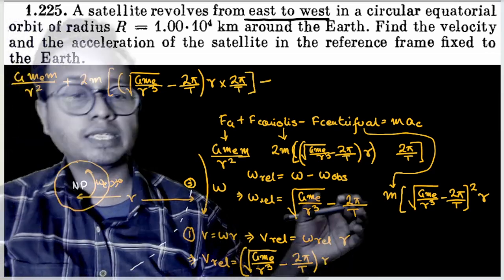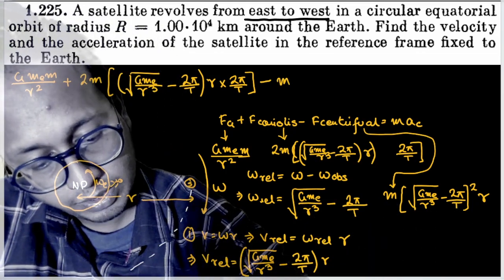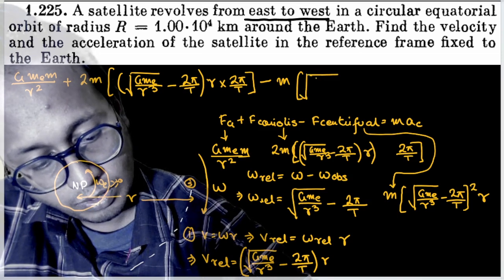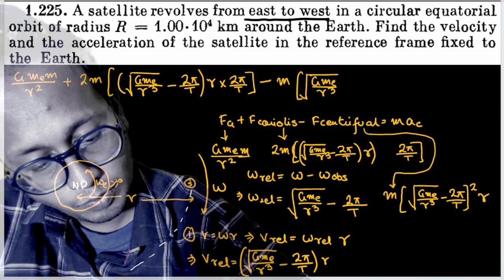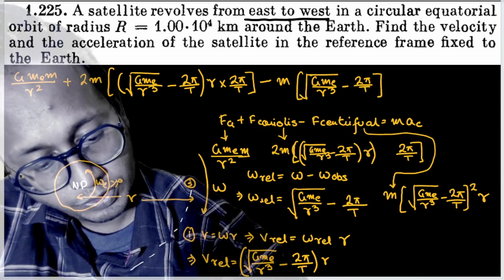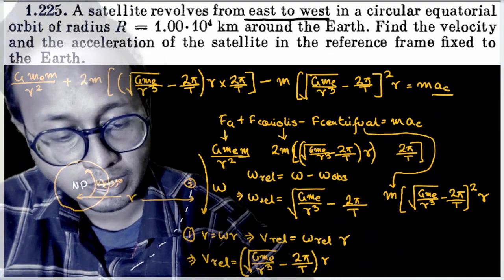Minus centrifugal force. Centrifugal force is mass into this value. So minus m into how much? m into under root of G M_e by r cube minus 2 pi by T, whole square, into r, is equal to mass of satellite into the acceleration that is asked in the question. This value is asked in the question.